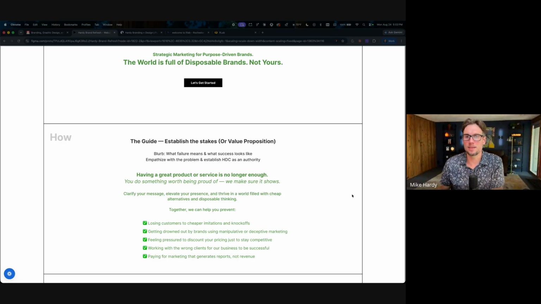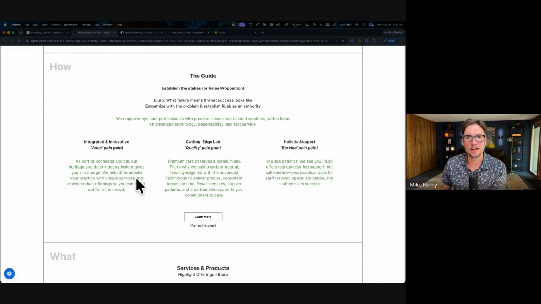And looking at the R Lab example, we did more of a value proposition. Instead of the pain points with the stakes, we talked about how they can differentiate, helping these eye care providers differentiate. They're going to focus on quality, so their carbon neutral blueprint and their advanced technologies, and then holistic support. A big part of this one was we don't just sell you eyeglass lenses, we actually give you the tools to sell them to your patients, because eye care providers are notorious for being poor salespeople. So you could flip it either way.